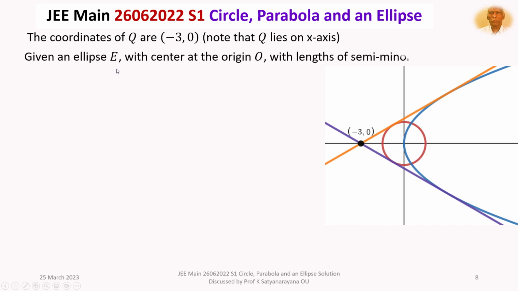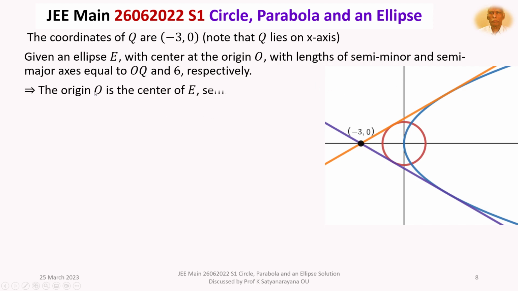Now we are given an ellipse E with the center at the origin and with the semi-minor axis equal to OQ. That is, this is O, this is Q. This is the semi-minor axis, and the semi-major axis of that ellipse is 6. So if this is semi-minor, the y-axis must be the semi-major axis. That means the semi-major axis will be along the y-axis, and it will be 6 units.